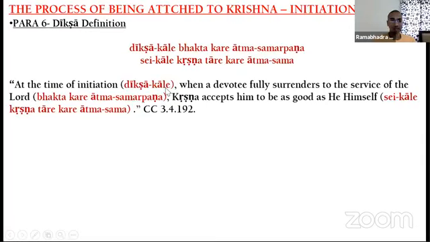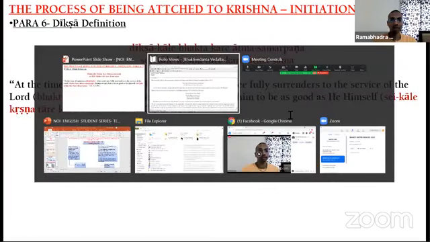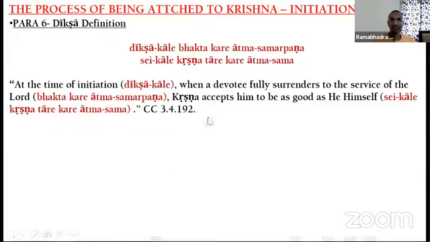At the time of initiation, Diksha kale, when a devotee fully surrenders to the service of the Lord, bhakta kare atma samarpan, Krishna accepts him to be as good as he himself. Now here I have translated this verse from Chaitanya Charitamrita, because here Prabhupada translated from here. So now in this translation, which is the most important word here? When will Krishna consider that devotee as good as himself? Sei kale krishna tare kare atma sama.